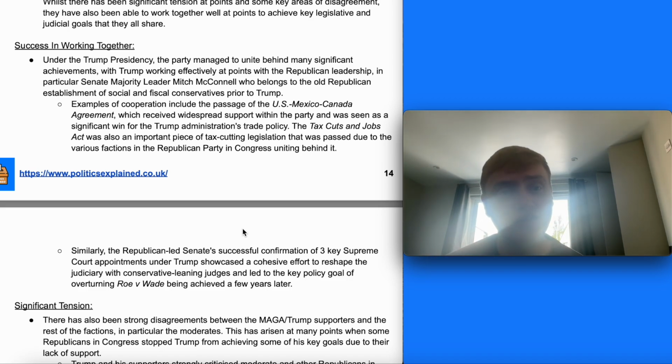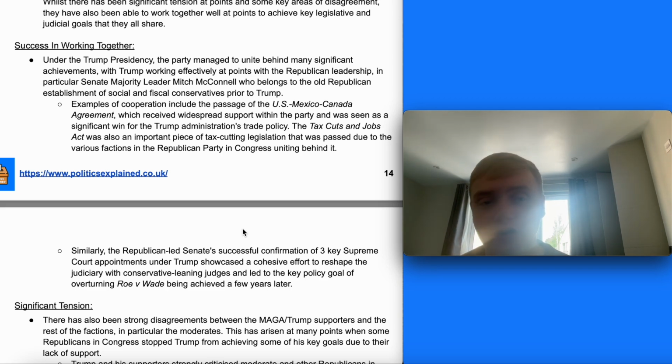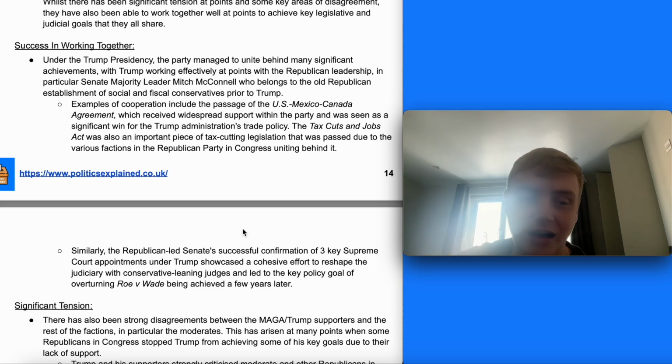So under the Trump presidency, the party managed to unite behind many significant achievements, with Trump working effectively at points with the Republican leadership, in particular Senate Majority Leader Mitch McConnell, who belongs to the old Republican establishment of social and fiscal conservatives prior to Trump. Examples of cooperation include the US-Mexico-Canada Agreement, the Tax Cuts and Jobs Act, and also the Senate's confirmation of three Supreme Court appointments under Trump, which are really a shared goal of all of the Republican factions.